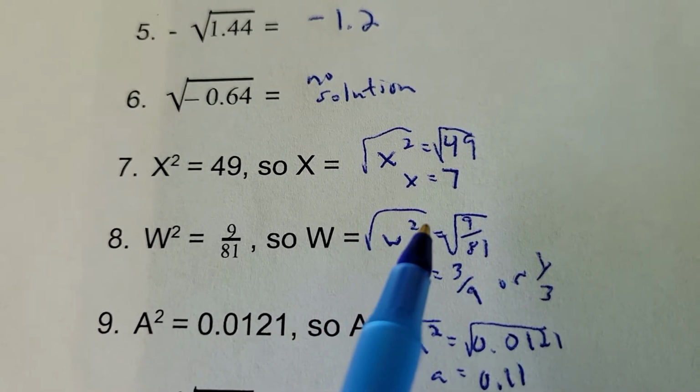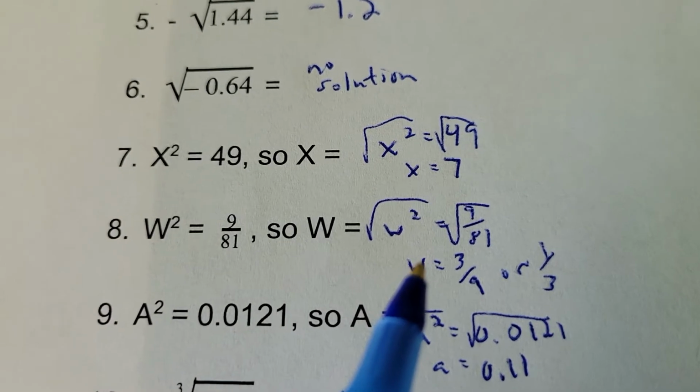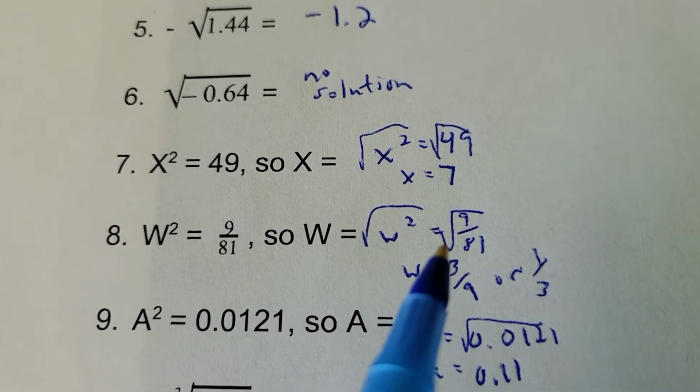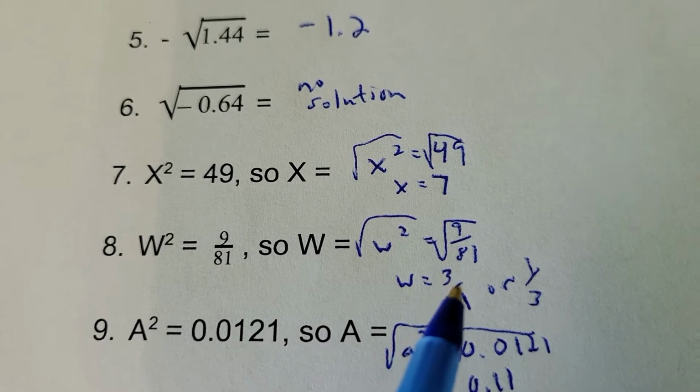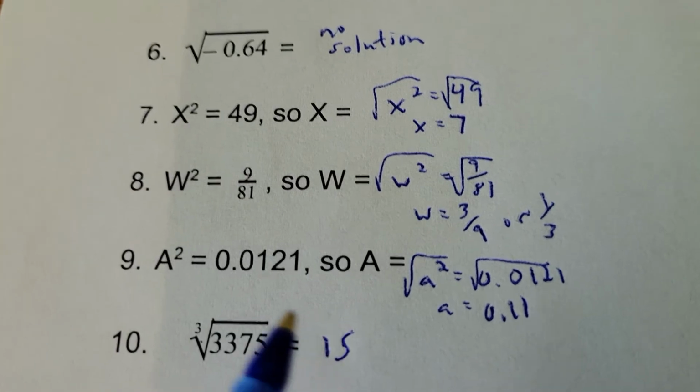So get rid of the square by square rooting it, and square root both sides, of course, just like you do in any algebra equation. And now I'm down to just w. Square root of 9 is 3. Square root of 81 is 9. You could take that into 1/3 if you wanted to.